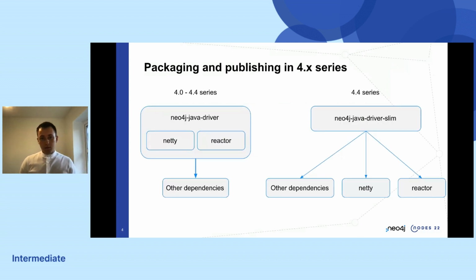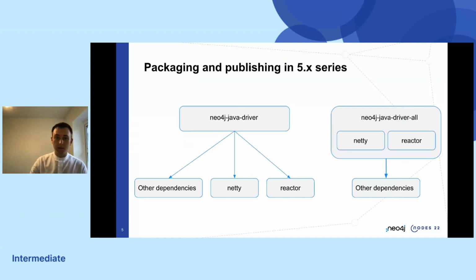As you might know, the Neo4j driver is distributed as a Maven artifact, which gets uploaded to Maven Central. In version 4, we distributed the Neo4j Java Driver artifact, the primary artifact, which had Netty and Project Reactor shaded into the artifact itself. The rest of the dependencies were referenced using standard Maven means. In version 4.4, we introduced an additional Neo4j Java Driver Slim artifact, in which Netty and Project Reactor were treated the same as any other dependency and were referenced using standard Maven means. Users had a choice which one they would like to use.